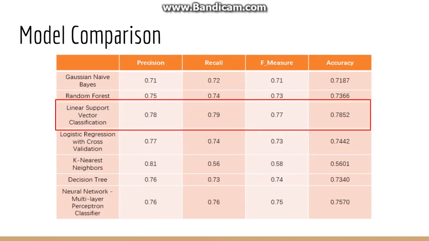We have tried different models to see which one gives the best performance, and we have found out that the linear support vector classification model gives the highest accuracy, recall, F-measure, and also the second highest precision. So we decided to use it as our final model.